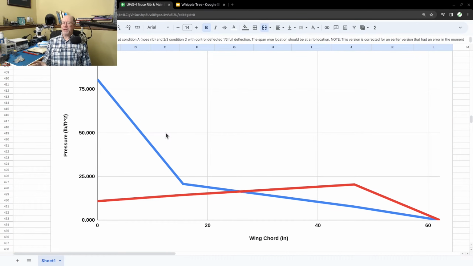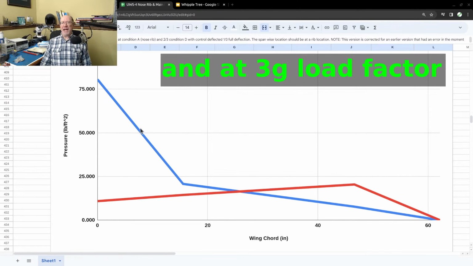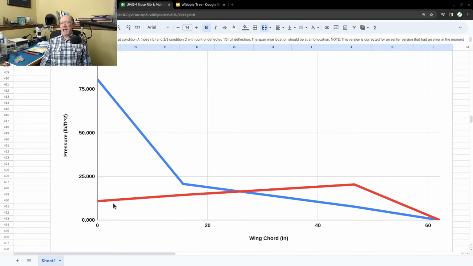Actually, real quick before we do that, let's go back and I'll do a really fast high-level view of how I calculated the load on each of the rivets for that nose rib. Now I have an approximation for the load distribution on the chord of the wing at the root of the UWS-4 Ultralight airplane. And I've got two conditions, one at a low speed, high angle of attack, that's this blue one here, and the other one is with the flaps deflected, and that's this red one here.